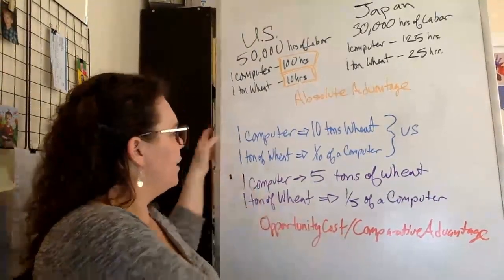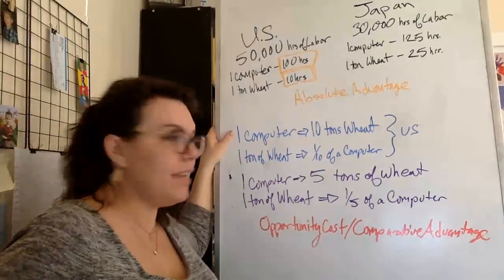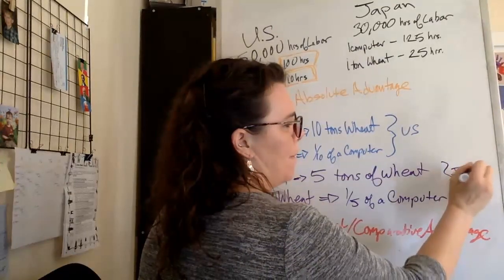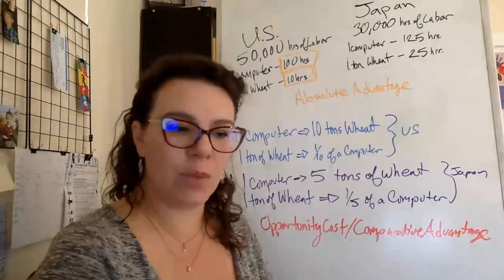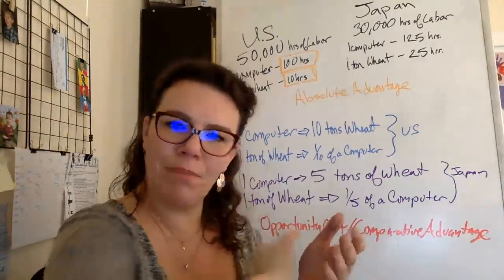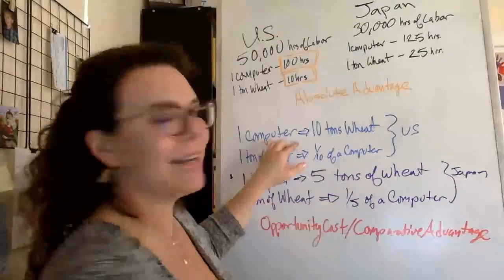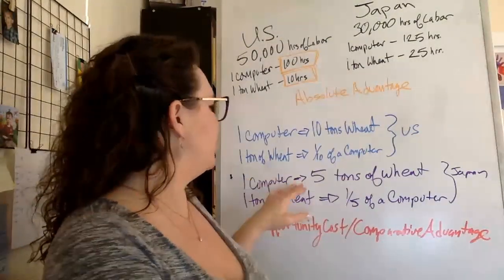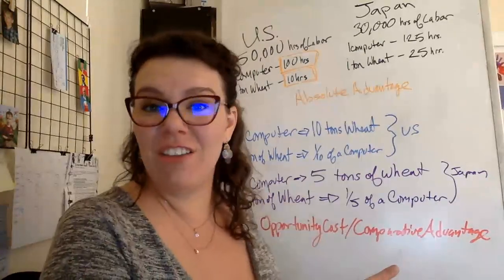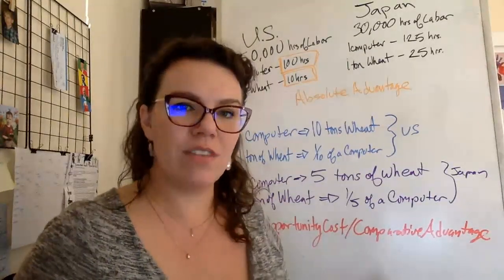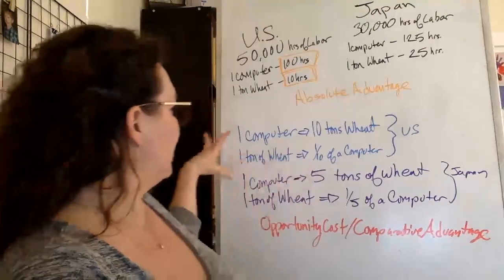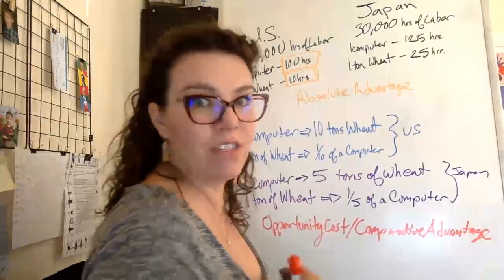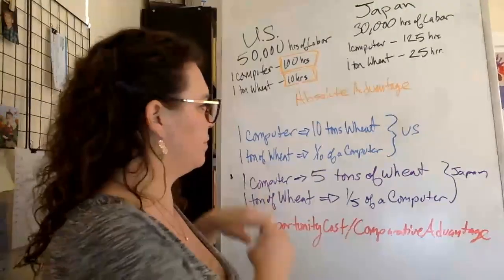So if the US makes a computer, they give up 10 tons of wheat every time they make a computer, right? That's their opportunity cost. Every time the US makes a ton of wheat, it's saying goodbye to 1/10 of a computer. When Japan makes a computer, they give up 5 tons of wheat. So who gives up the least amount of wheat when they make a computer, the US or Japan? Who has the lowest opportunity cost?